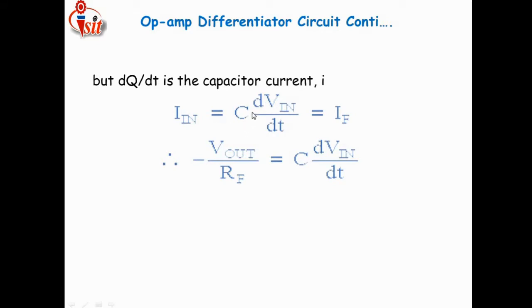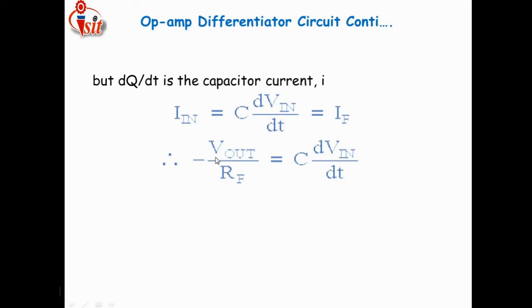Here also C is a constant factor. For that purpose it is taken out. And what is the resultant output? Input current is equal to feedback current. Input current is represented by the letter IN and feedback current is represented by the letter IF. Therefore, the output voltage is Vout divided by RF is equal to C d by dt of Vin.